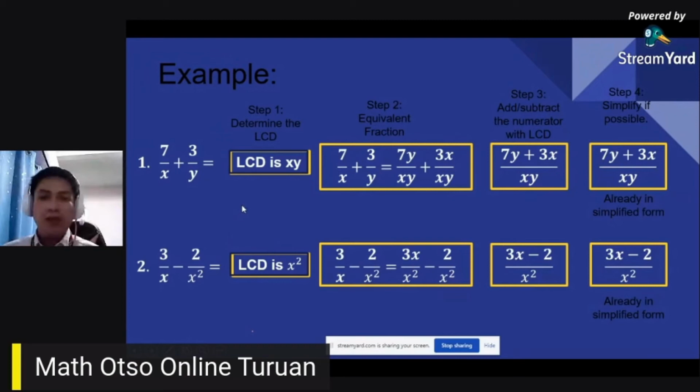Let's proceed to example number 2. Okay? Again, pwede nyo siyang i-screenshot para may example kayo. Walang problema. Yan ay para maintindihan yung step-by-step procedure. Okay? So, example number 2.